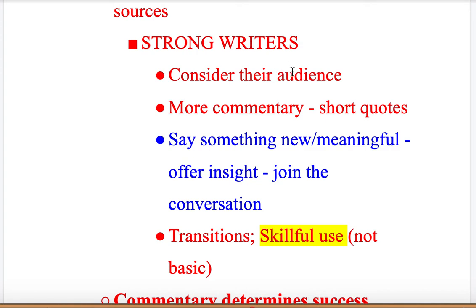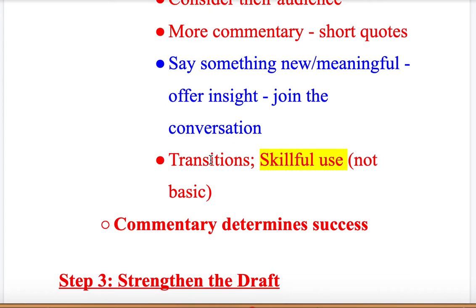Show who's your audience. For me, I'm your English teacher. So you would consider me being your teacher, your professor. We read hundreds of papers. How are you going to stand out? You want to keep that in mind. You want to make sure you have more commentary and short quotes. Say something new, meaningful, offer insight, join the conversation.